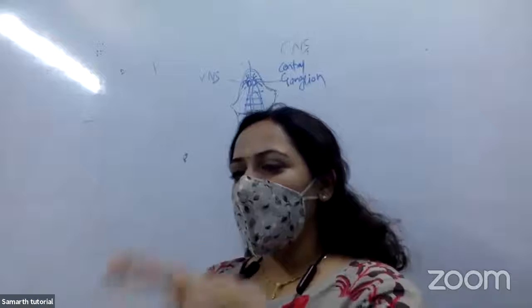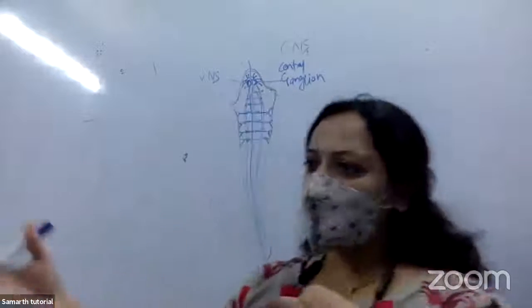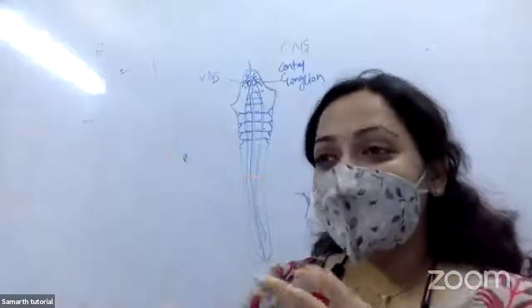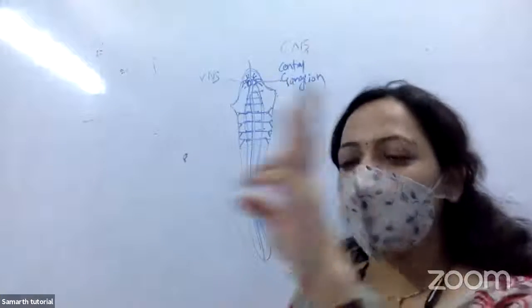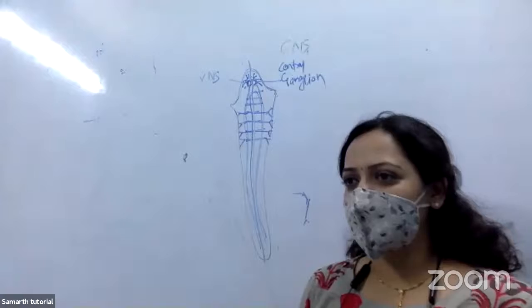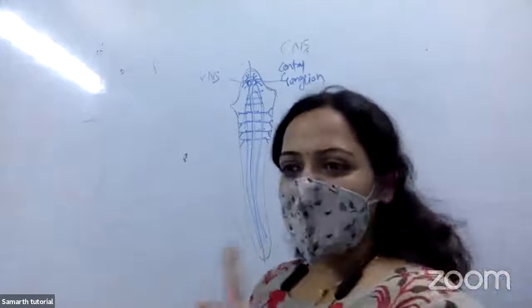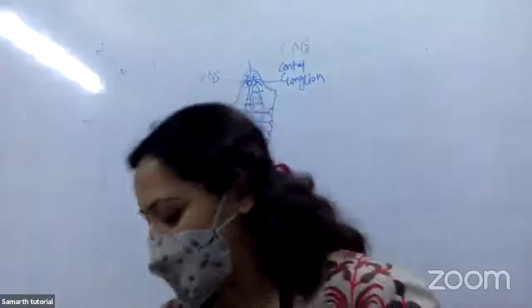Now, before going into more details of the nervous system, let us see what exactly is there in the nervous system. So there are two types of cells present in the nervous system. One is the nerve cells, and the second is the neuroglial cells.